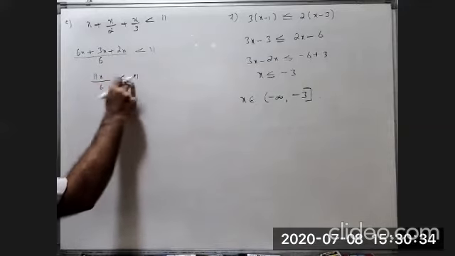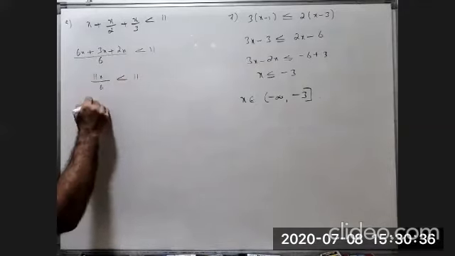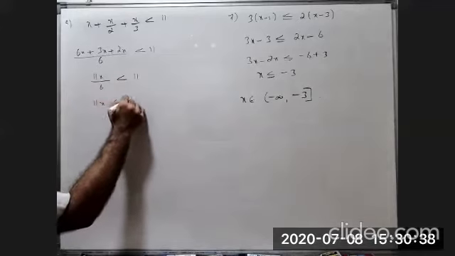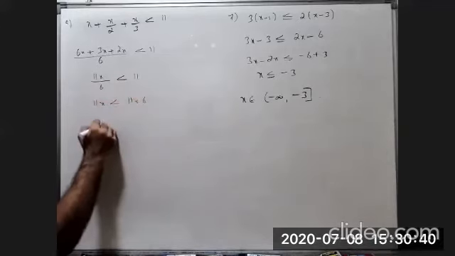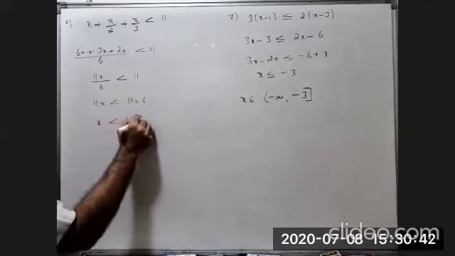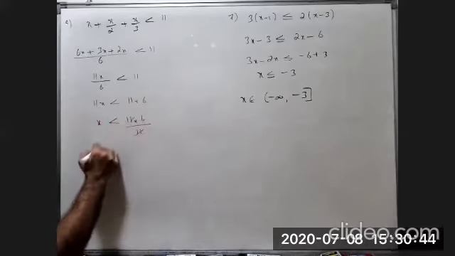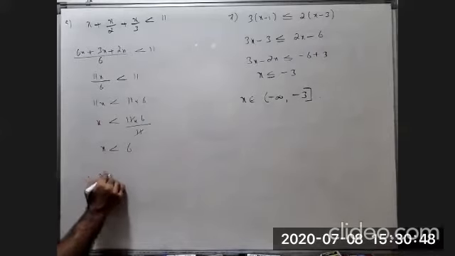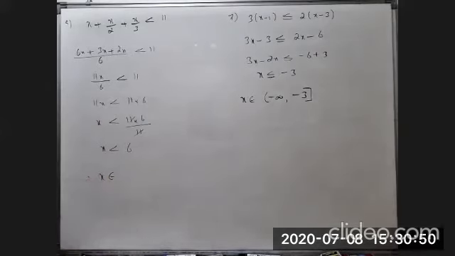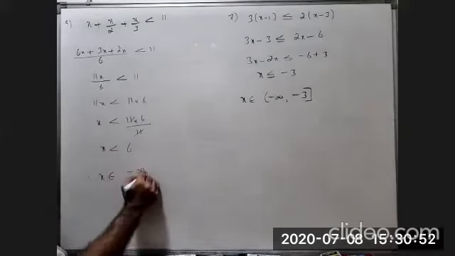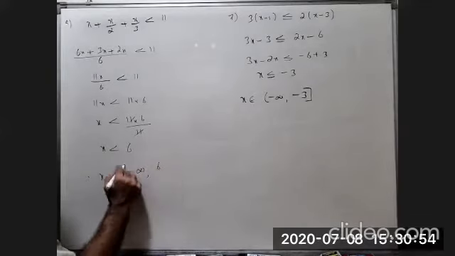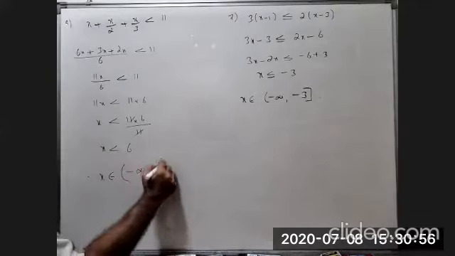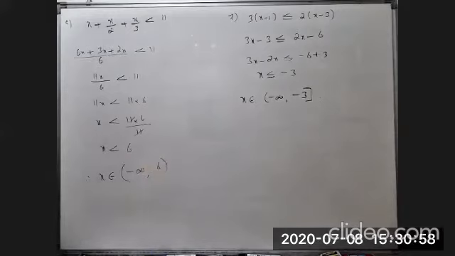11 means 11 by 1. Cross multiply. 11x less than 11 into 6. x less than 11 into 6 by 11. x less than 6. Therefore, x belongs to minus infinity to 6. It is less than, so it is open.